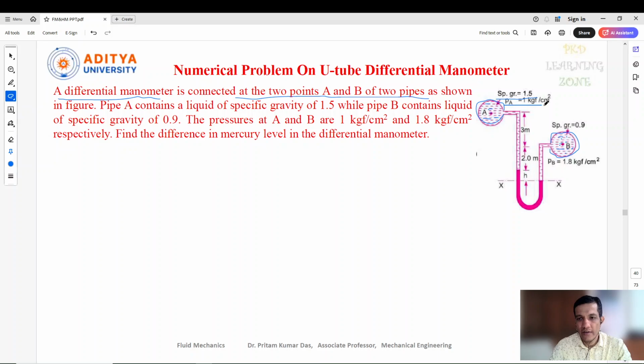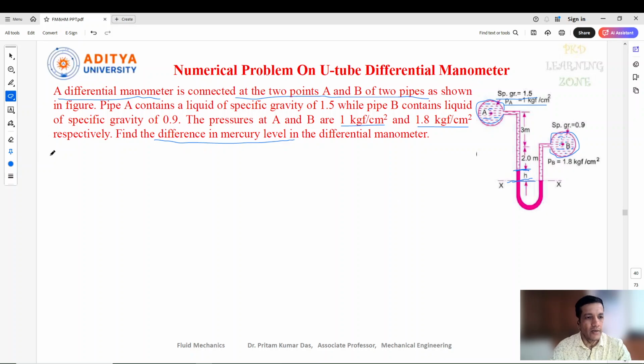The pressure at point A is given, PA equal to 1 kgf per centimeter square, and the pressure at B is 1.8 kgf per centimeter square respectively. Find the difference in mercury level in the differential manometer. The difference of mercury level is nothing but h. Normally we find the pressure difference, but here the pressure values are given and we need to find the mercury level difference.